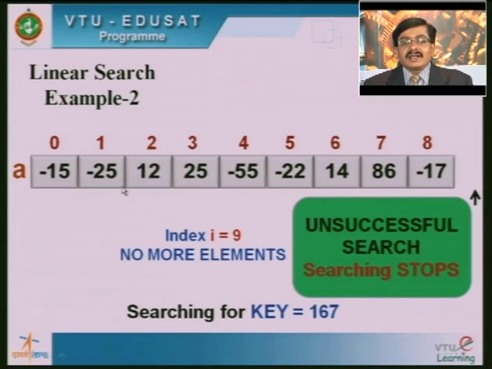When i is equal to 1, again I should compare minus 25 equal to 12 or not. There also it is not the case. Again we have to go for the next iteration. Now I have to see whether a of 2 is equal to 12. It is equal to the key element. Now I should set that flag is equal to true.